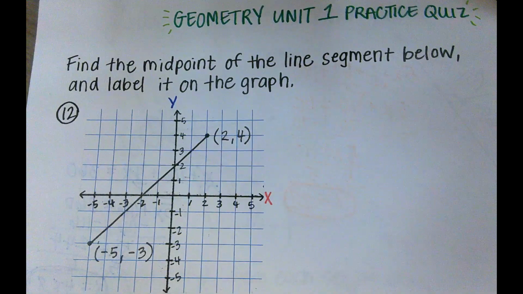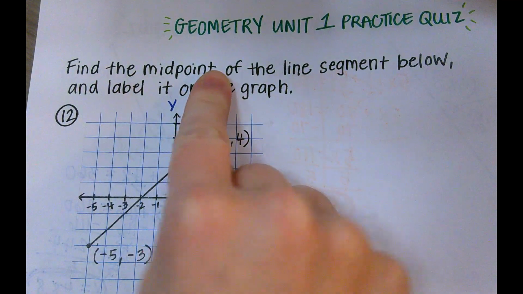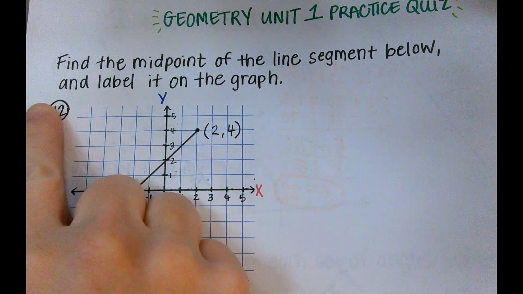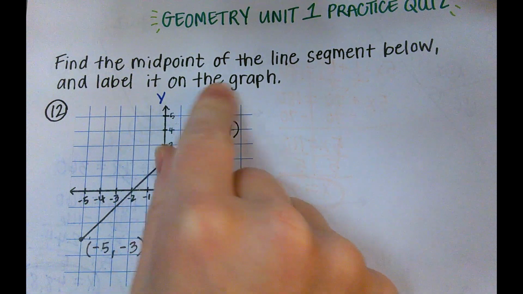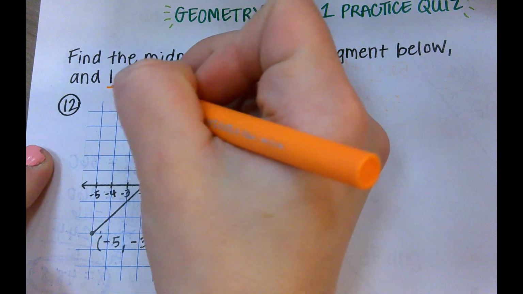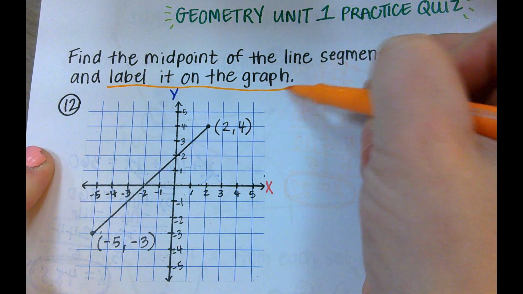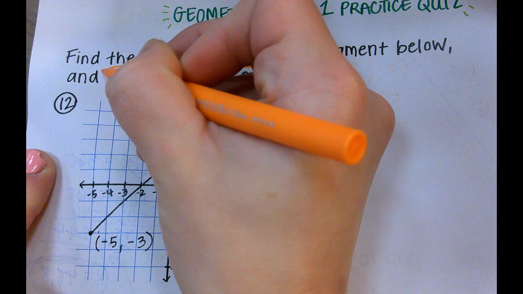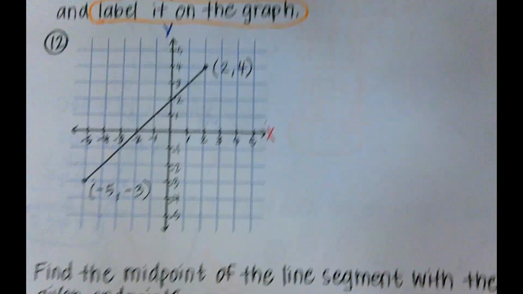Okay, perfect. All right, so on number 12, it says find the midpoint of the line segment below and label it on the graph. So I really would like to see that you put it on the graph after you find it. I'm going to underline that and actually I'm going to circle it. Label it on the graph. I'll show you how I want you to do that.